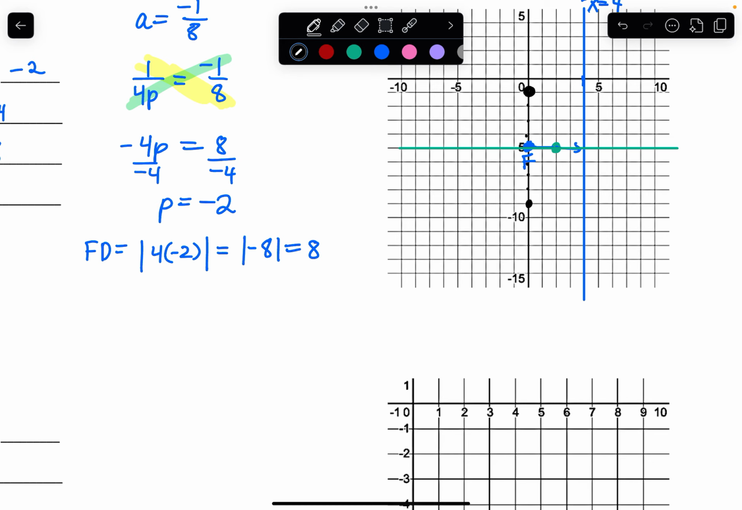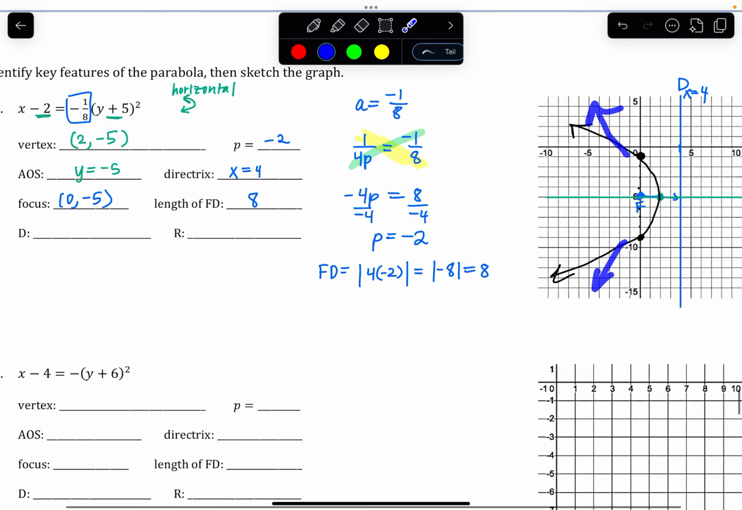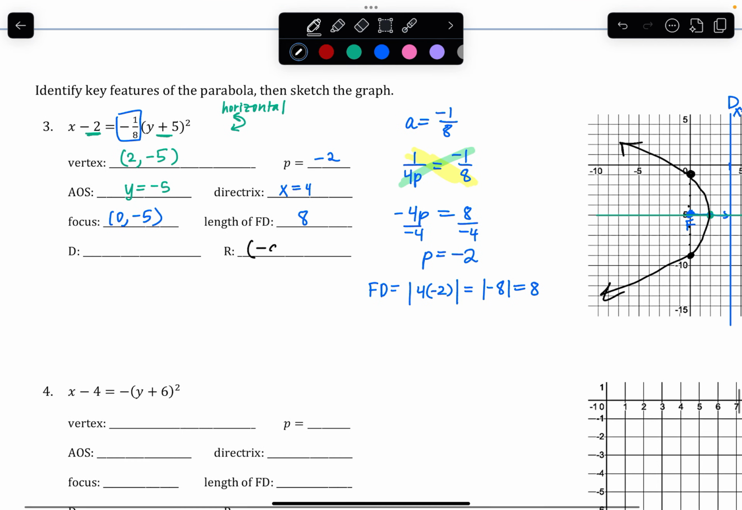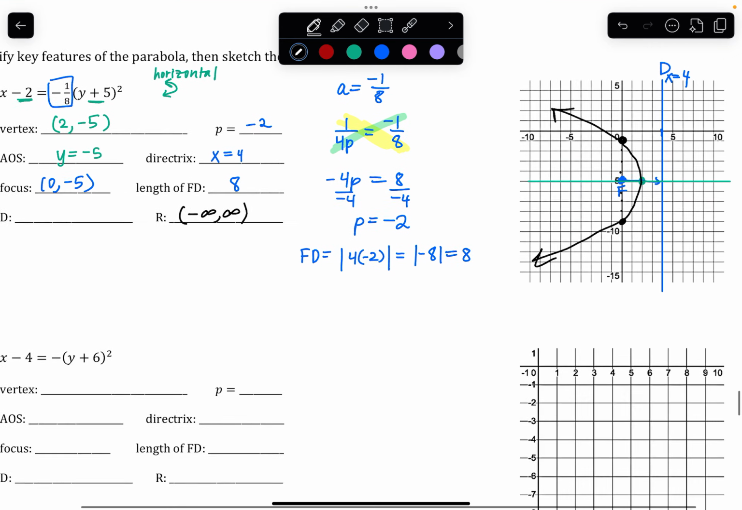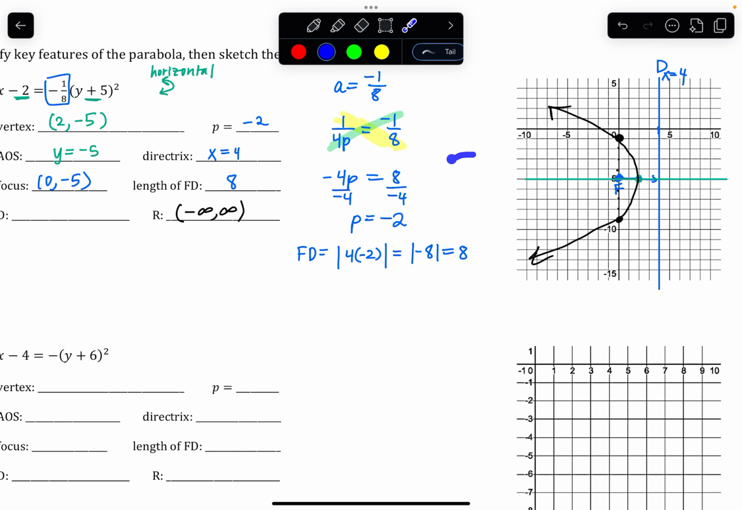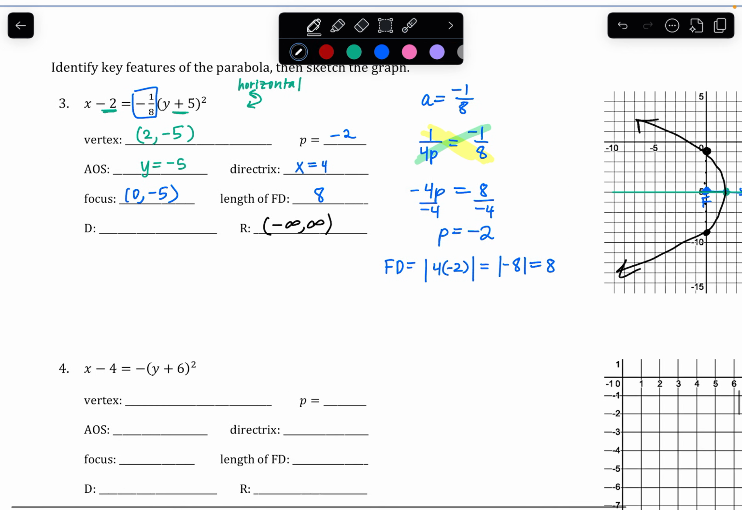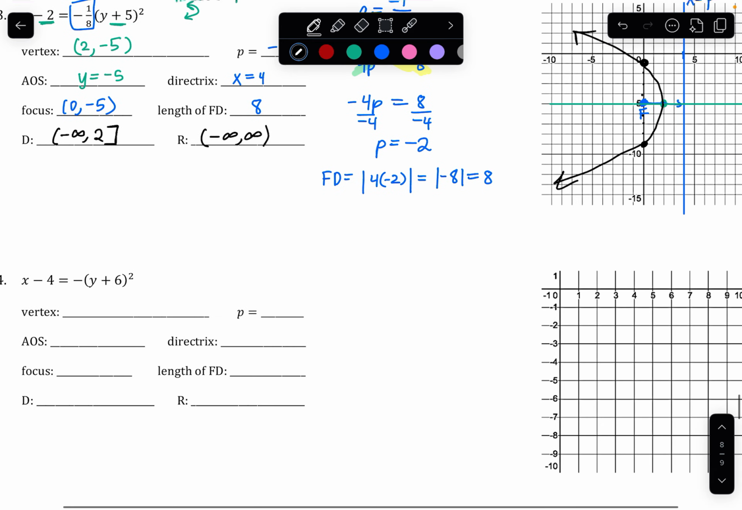Okay, and so kind of like that. And so this time our domain isn't -infinity to positive infinity. That would be our range. It's going up forever and down forever. And so this time our range for these will be -infinity to positive infinity. And then our domain goes from -infinity and stops here at the vertex, which is 2. So -infinity to 2 with a bracket, because we do equal that point. Infinities never get brackets.